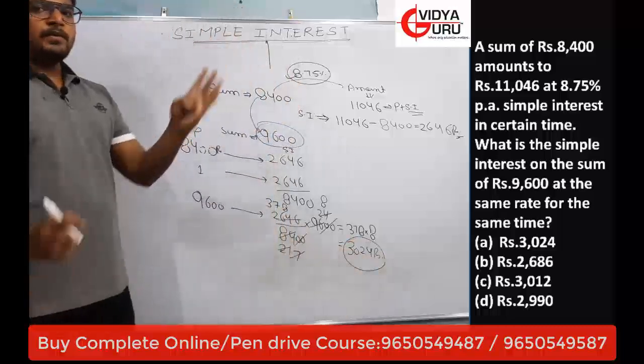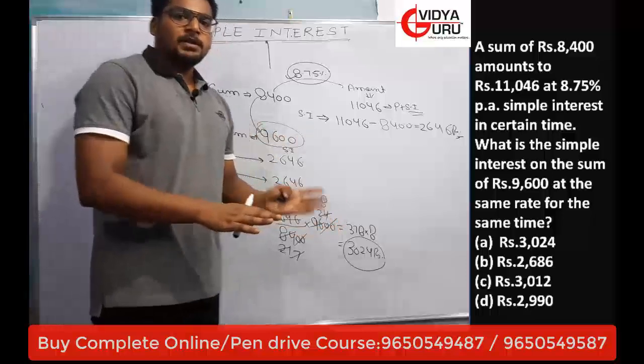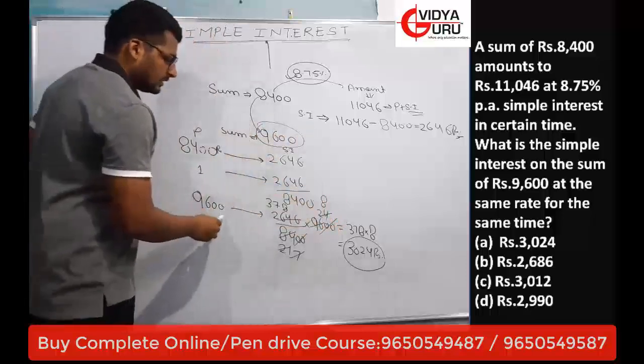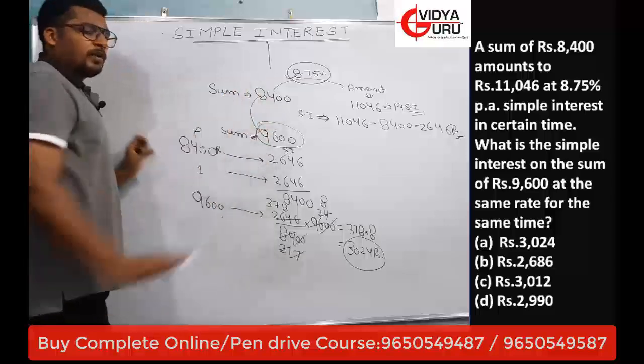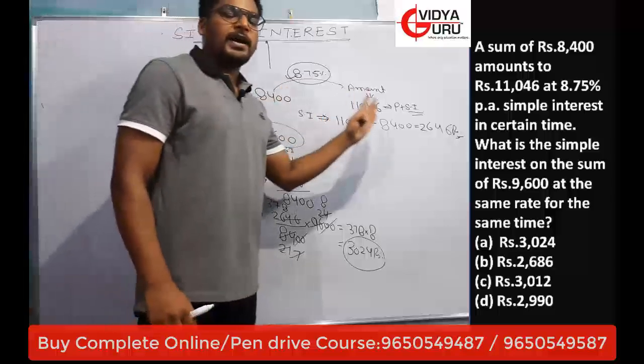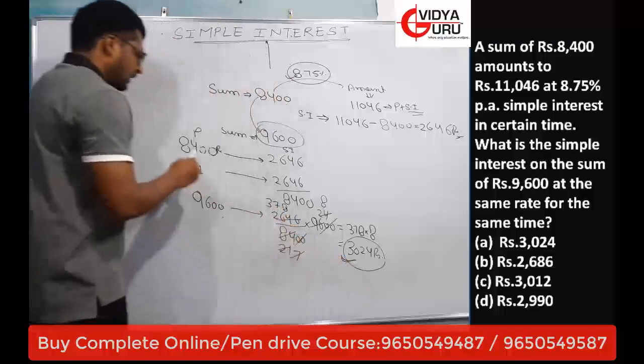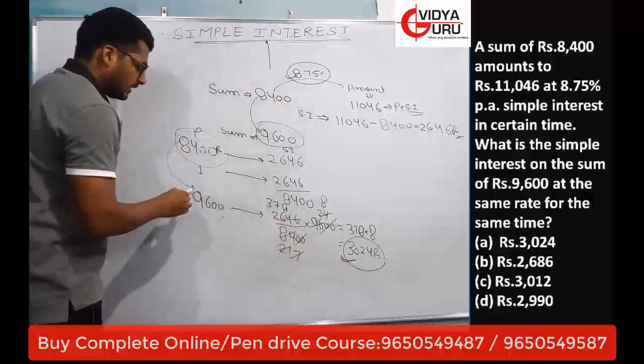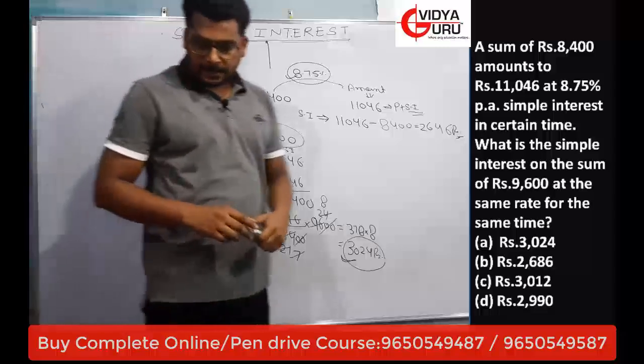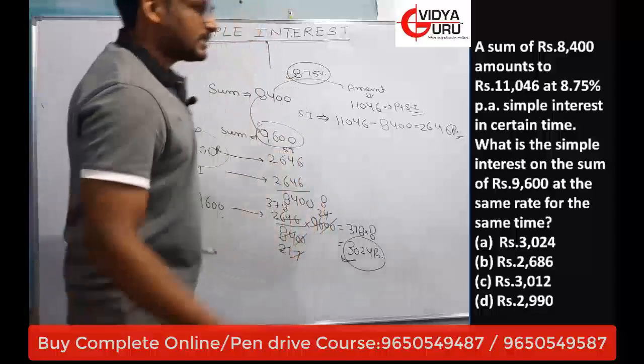So you can see we have not found out the time. The question has only asked the simple interest. We need not find the time. Without finding the time, we can reach our simple interest. Only principal was changed here. Hope you are getting it. Coming on to our next question.